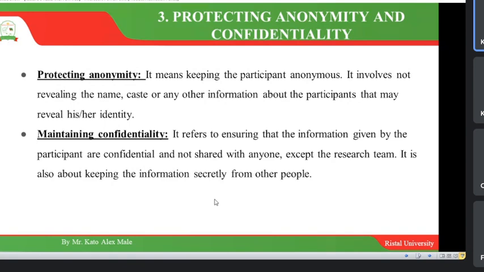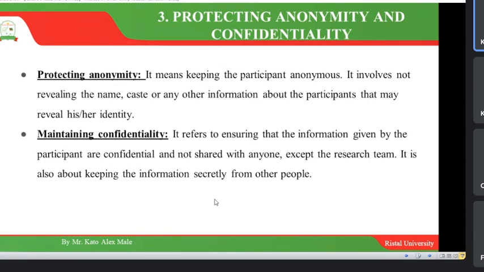Disclosure. If I read through your findings, shall I be able to find out that this is Mr. Kato Alex Mare that gave you this data? You get it? Then maintaining confidentiality refers to ensuring that the information given by the participants is confidential and not shared with anyone except the research team.